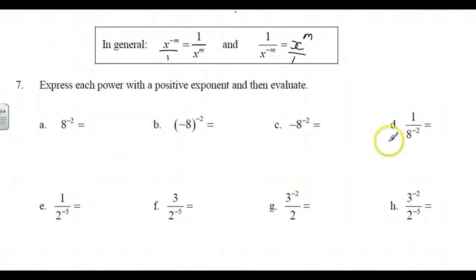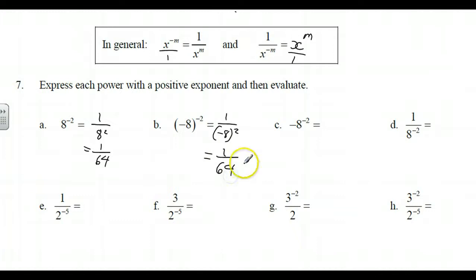Express each power with a positive exponent and then evaluate. So that's 1 over 8 squared, which is 1 over 64. This is 1 over negative 8 quantity squared, which is 1 over 64. This is the negative of 1 over 8 squared, which is negative 1 over 64. And this is 8 squared, which is 64.